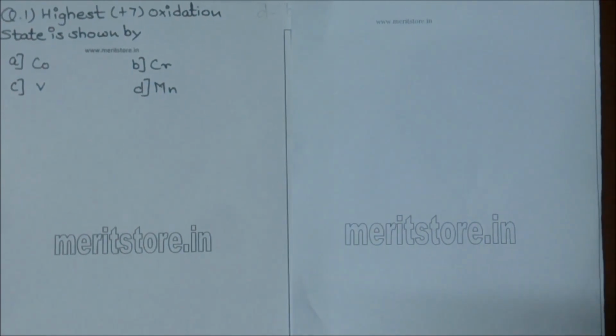D and F block elements. Question number 1. Highest, that is plus 7 oxidation state is shown by A cobalt, B chromium, C vanadium, D manganese.